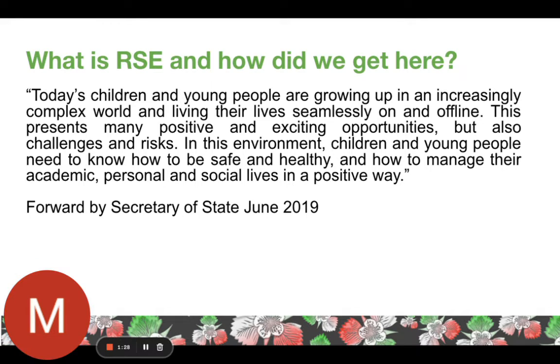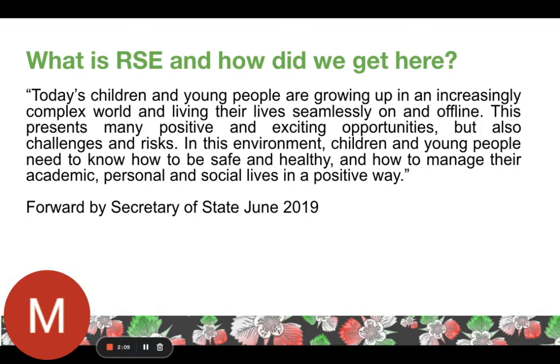This quote is at the start of the DFE Statutory Framework for RSE and explains why the government have made it compulsory and legal to be taught in all primary and secondary schools. So it states, today's children and young people are growing up in an increasingly complex world and living their lives seamlessly on and offline. This presents many positive and exciting opportunities, but also challenges and risks. In this environment, children and young people need to know how to be safe and healthy and how to manage their academic, personal and social lives in a positive way.